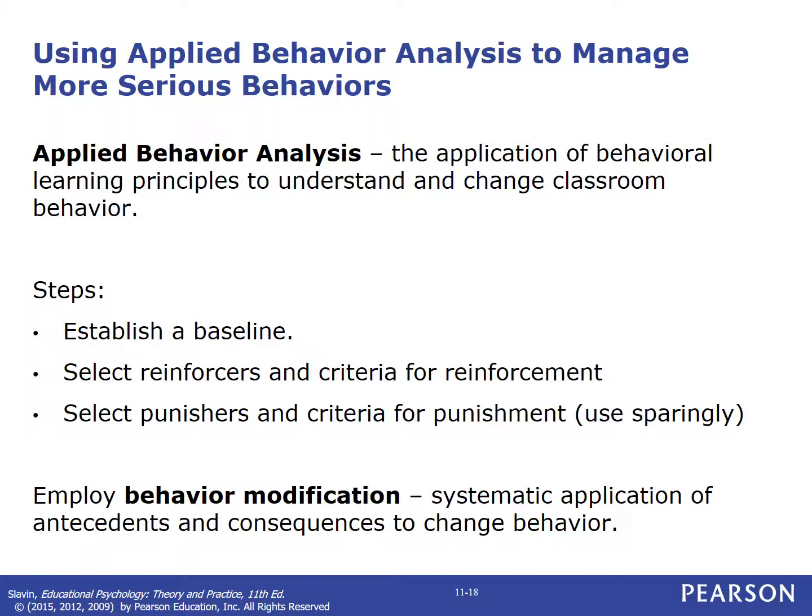There are three steps. Once you know that the student is misbehaving, you're going to establish a baseline of frequency for the number of misbehaviors. You're going to select reinforcers for good behavior and criteria for reinforcement, and punishers and criteria for punishment for poor behavior. And we want to try to use punishment sparingly. It's not that we never use it. If reinforcement is effective, we want to focus on that. If reinforcement is not effective, we focus a little bit on punishment.